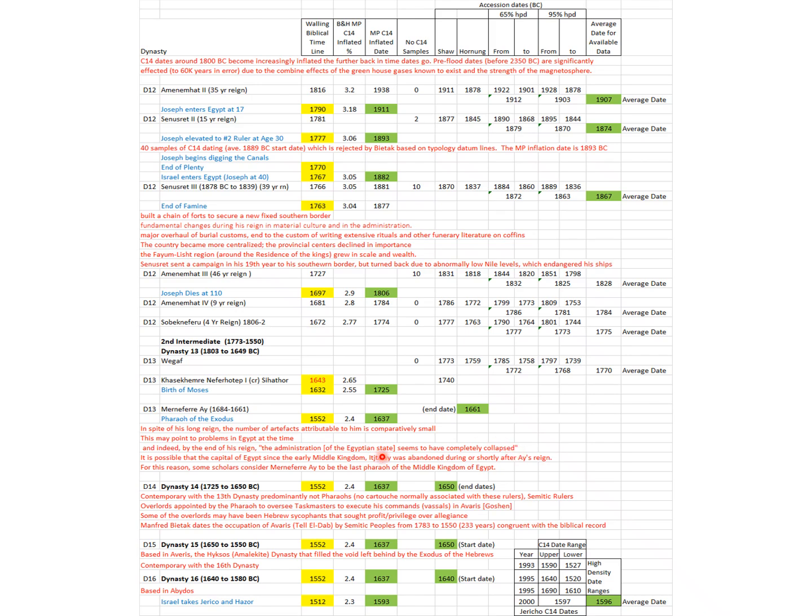Major, major, major collapse. It is possible that the capital of Egypt since the early Middle Kingdom, Itjtawy, was abandoned during or shortly after Merneferre's reign. For this reason, some scholars considered Merneferre to be the last pharaoh of the Middle Kingdom of Egypt. So we can go on and on about some of the proof of concepts that come out of this matchup. It's dozens and dozens. That is proof of concept. That is the scientific method. You have a theory, you apply the theory, and then you look for the proof of concept. No other timeline has this perfect magnitude of proof of concept.